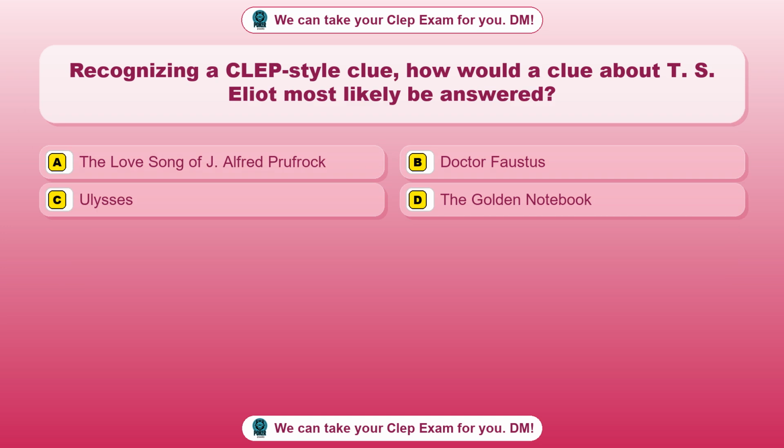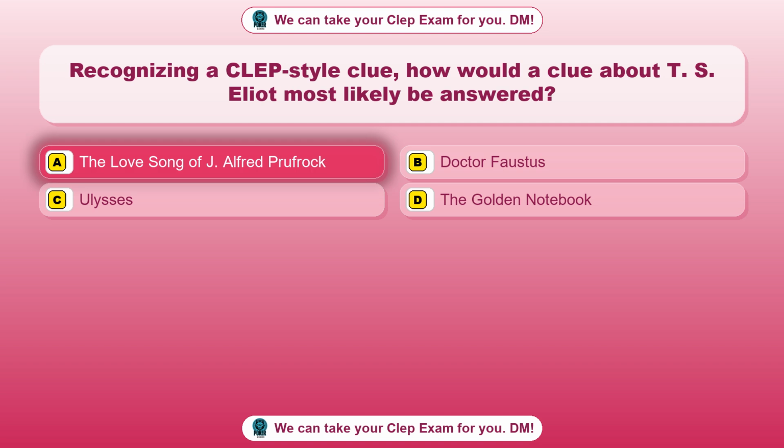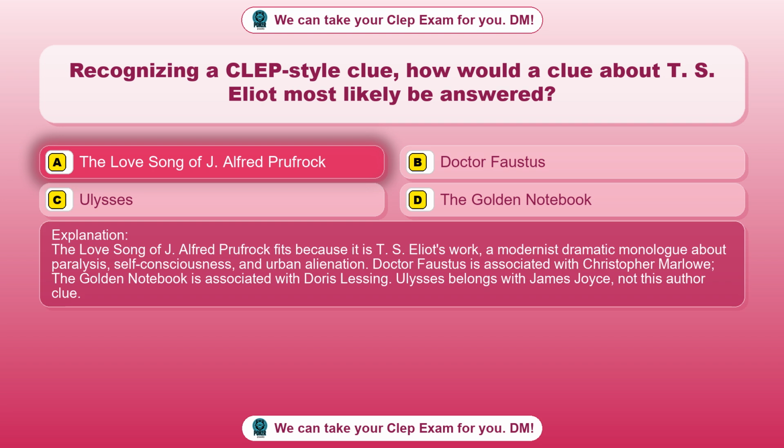Question 43. Recognizing a CLEP-style clue, how would a clue about T.S. Eliot most likely be answered? Option A. The Love Song of J. Alfred Prufrock. Option B. Dr. Faustus. Option C. Ulysses. Option D. The Golden Notebook. The correct answer is option A. The Love Song of J. Alfred Prufrock. The Love Song of J. Alfred Prufrock fits because it is T.S. Eliot's work, a modernist dramatic monologue about paralysis, self-consciousness, and urban alienation. Dr. Faustus is associated with Christopher Marlowe. The Golden Notebook is associated with Doris Lessing. Ulysses belongs with James Joyce, not this author clue.